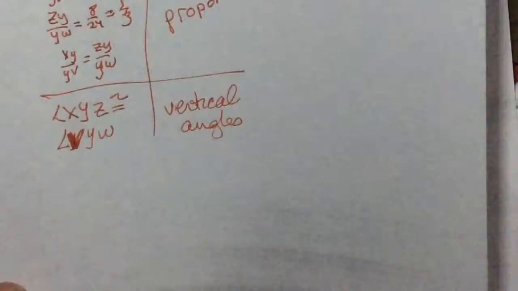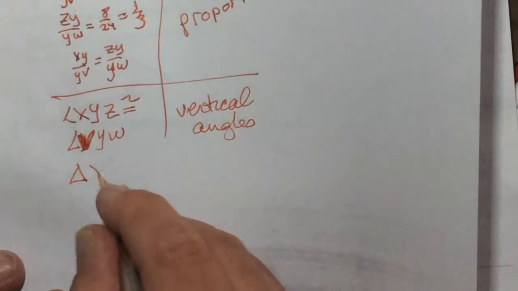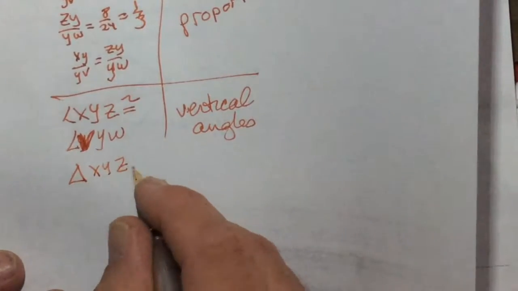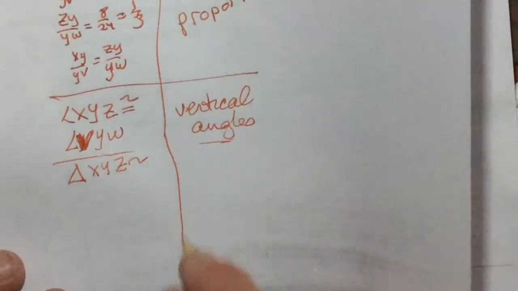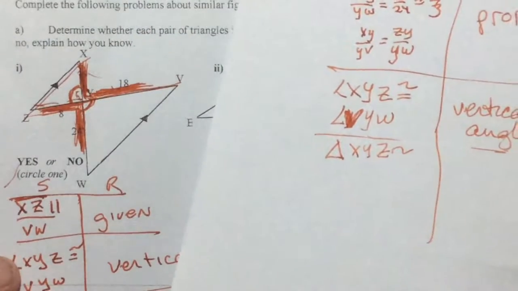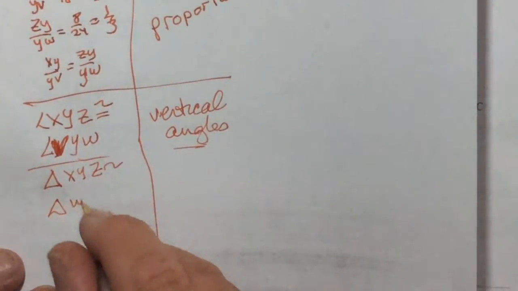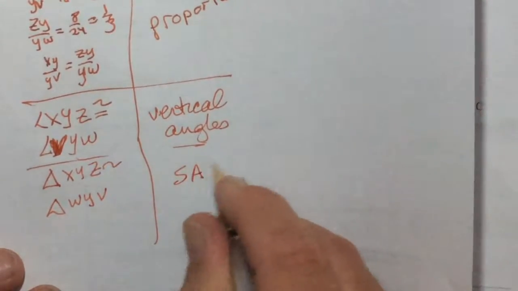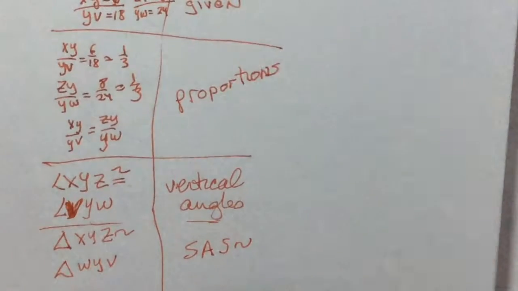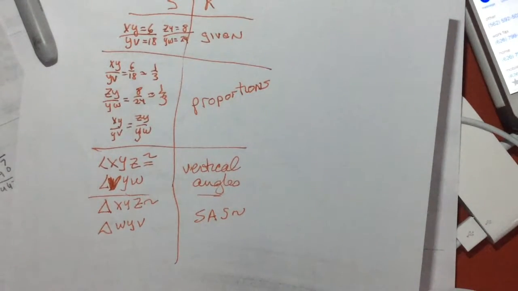So we can actually finish this up by saying triangle XYZ is similar to triangle WYV because of side angle side similarity. So that helps a little bit too. That's another way to do it.